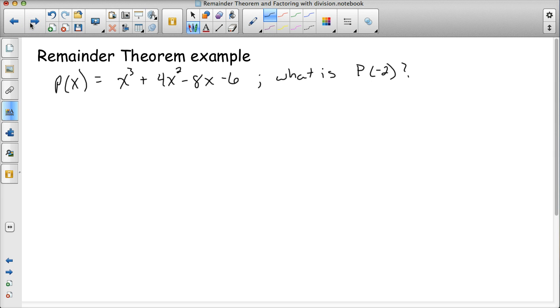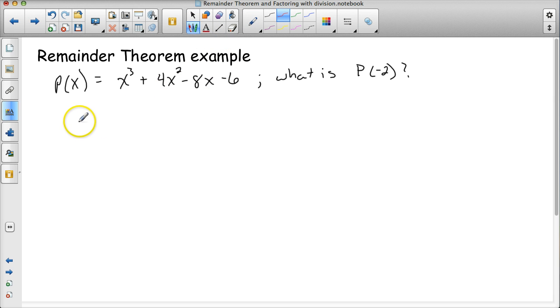I have a polynomial p of x that is equal to x cubed plus 4x squared minus 8x minus 6. And I want to know what the value of this polynomial is when x equals negative 2. In other words, I could rewrite this and put negative 2 into my polynomial each place that there is an x and simplify it. Or I can use synthetic division to find my solution. We're going right now to use synthetic division.